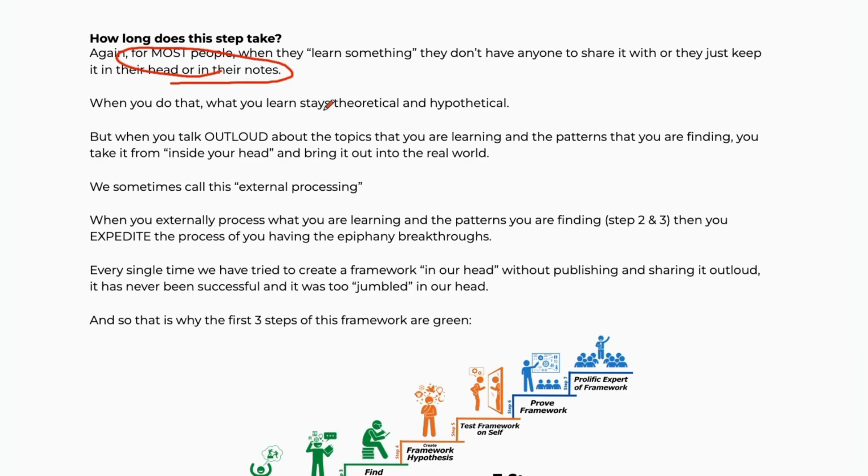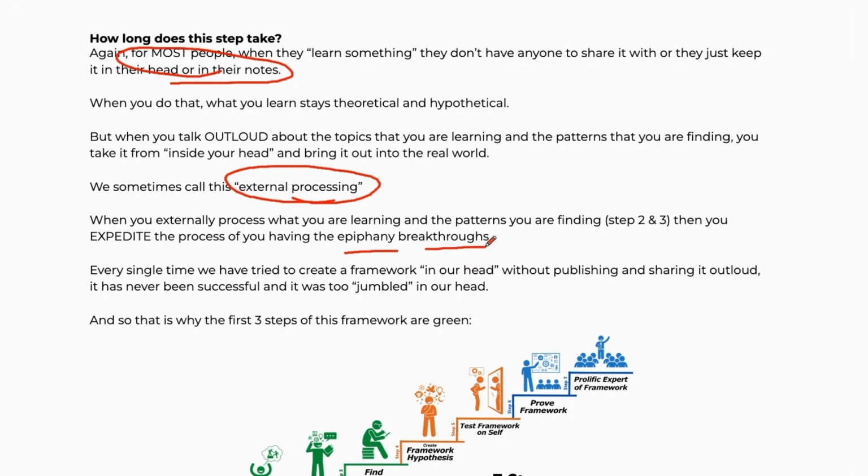Versus if you're speaking it out loud, and you're actually talking about what it is that you're learning, you're going to expedite the process of being able to find those patterns because it's what we call externally processing. When you're externally processing, it's kind of like you're thinking out loud. Instead of trying to process in your head and keeping it internal, making it all theoretical and hypothetical where it just loops, when you externally process and talk about it out loud, you're expediting that process of having those epiphany breakthroughs to be able to start seeing those patterns.